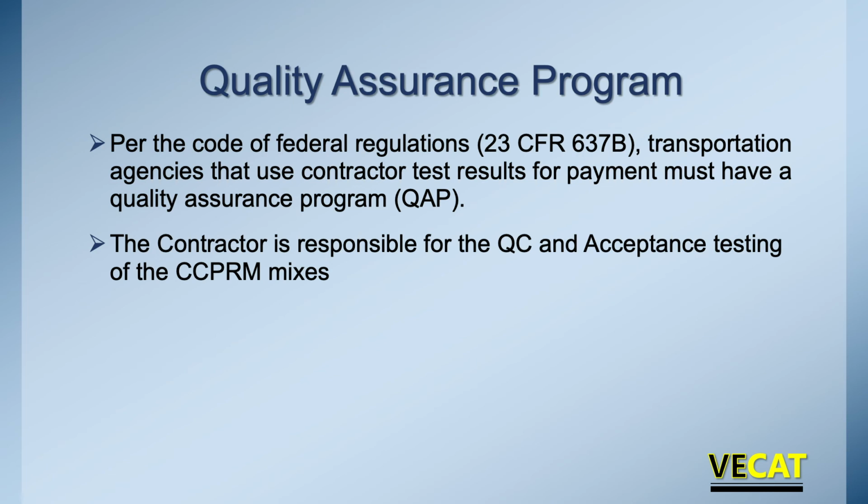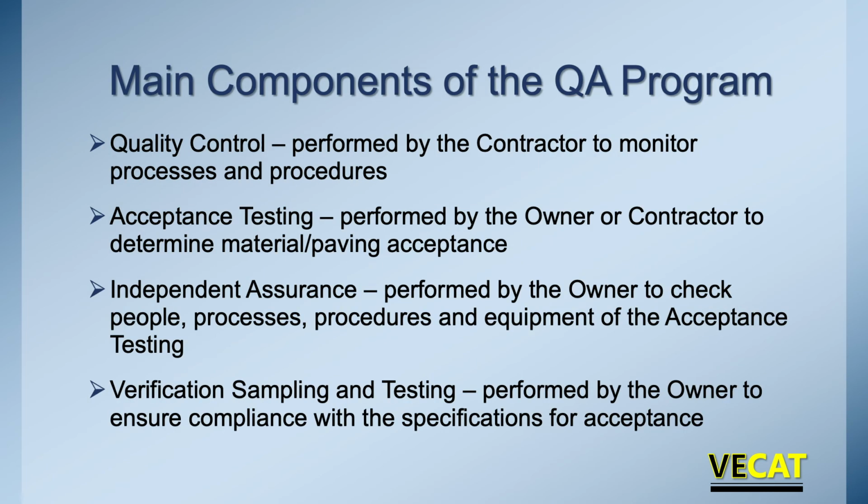So the contractor is responsible for quality control and acceptance testing of the CCPRM and even with the CIR mixes. So contractors doing all the testing, the department or their rep needs to come back behind them and make sure that they're accurate numbers. The main component of a quality assurance program is quality control, the things that the contractor does during the production to ensure everything is going properly. The right amount of gradation is proper, moisture content, stabilizing, whatever it may be, to monitor processes and procedures as these materials are being made.